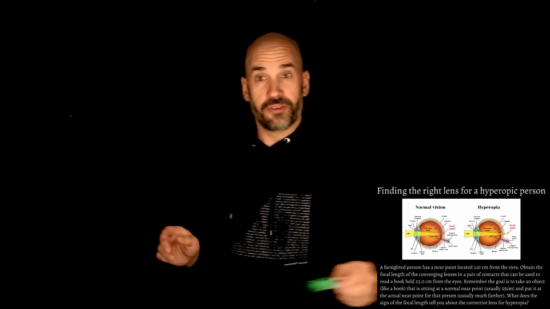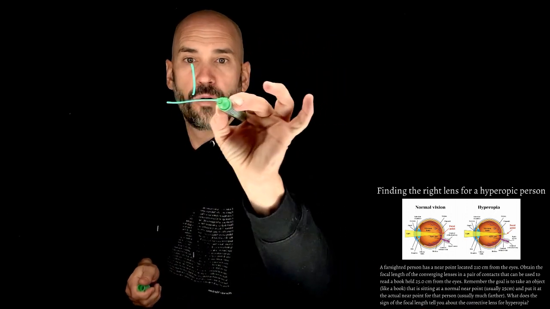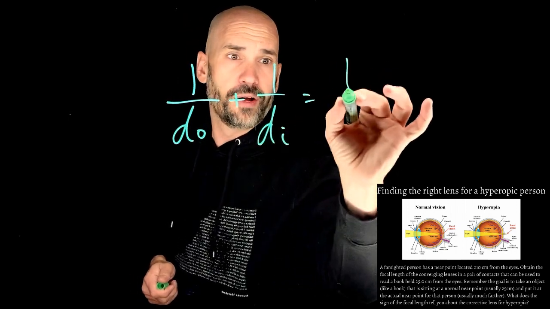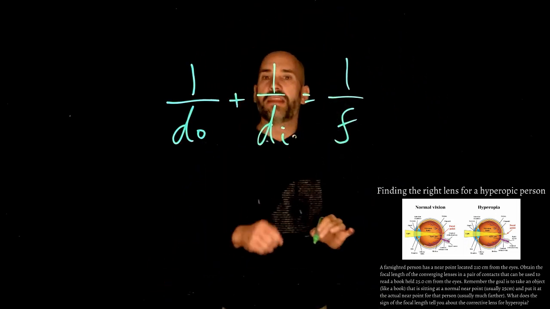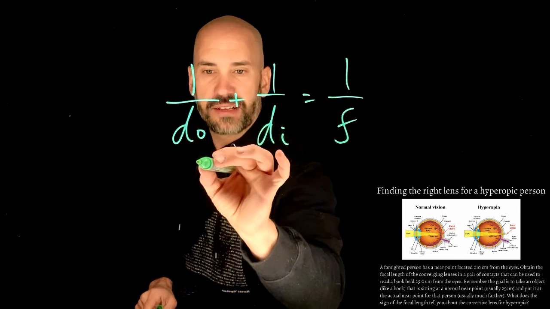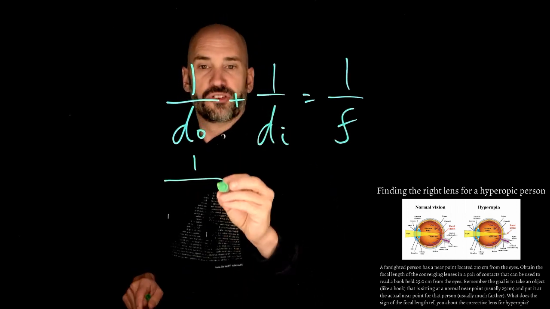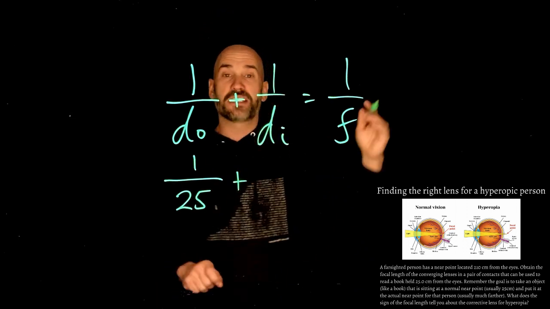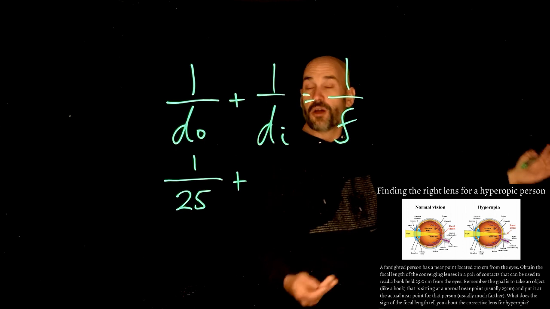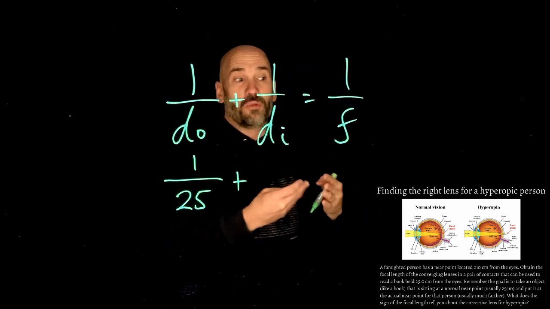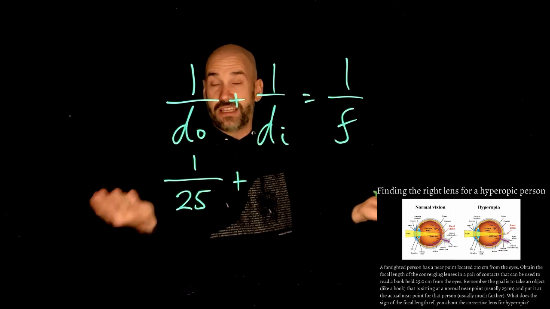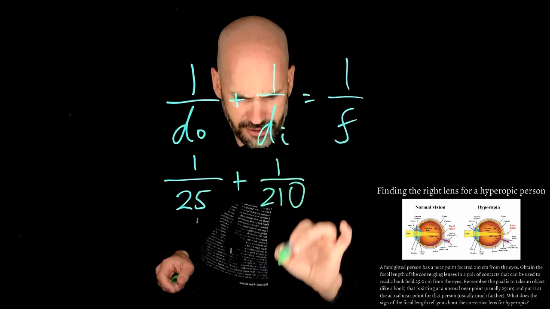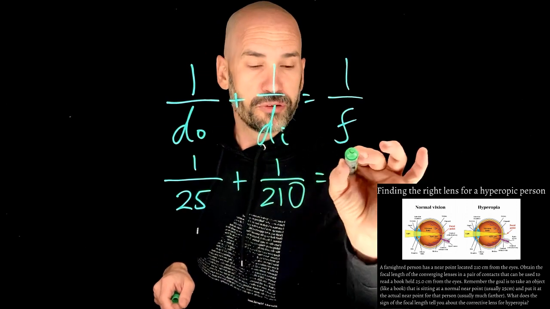Well, we do what we've always done. We write the thin lens equation. We want 1 over the object distance plus 1 over the image distance to equal 1 over the focal length. Okay? Now remember, we want to take an object that's at the near point, in other words, 25 centimeters, right? And we want to put it at the spot where the person can actually see. We're just helping the person. We're giving the person what its bad-formed eye needs, okay? And this person's bad-formed eye needs to be at 210. Is that correct? Yeah, 210 centimeters. So what focal length will do that?